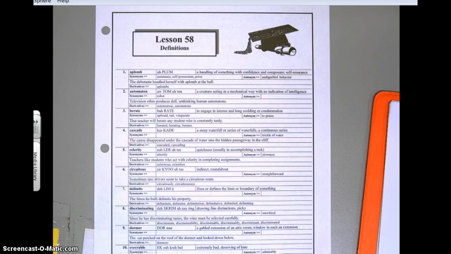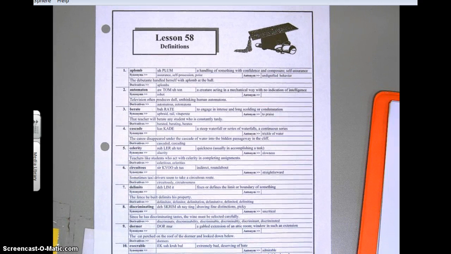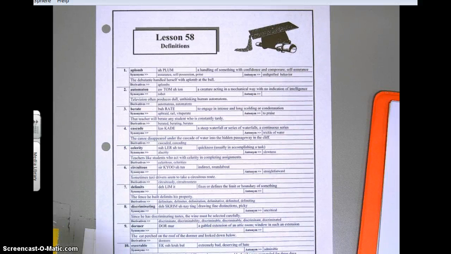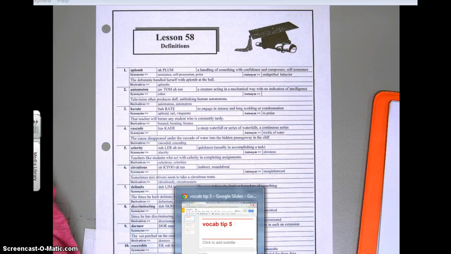So the sub should have already directed you to take out your lesson 58 definitions and lists for block day's quiz. If you haven't listened to them yet, please do that and take out your vocab list. This is what you're looking at here. The sub does have extra copies if you need those. So there are several tips that we should have already followed.